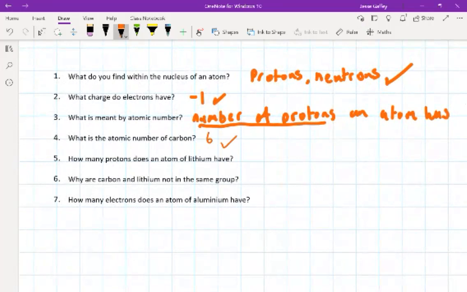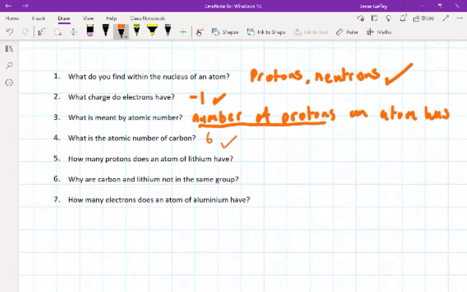If you said 12, then that means you're looking at the wrong number on carbon. You're looking at the atomic mass. So that means you're not clear on the difference between the atomic mass and the atomic number. The atomic number is the smaller of the two numbers an element has.